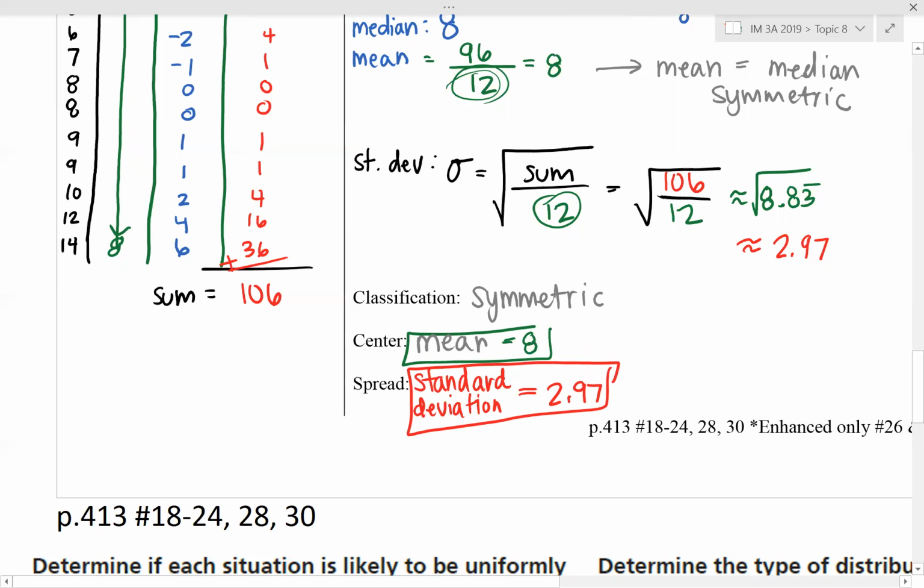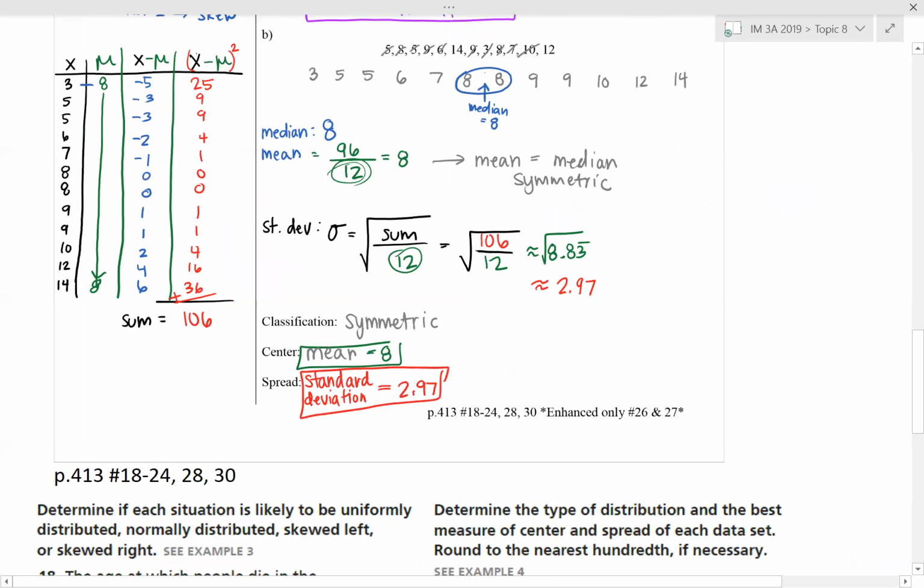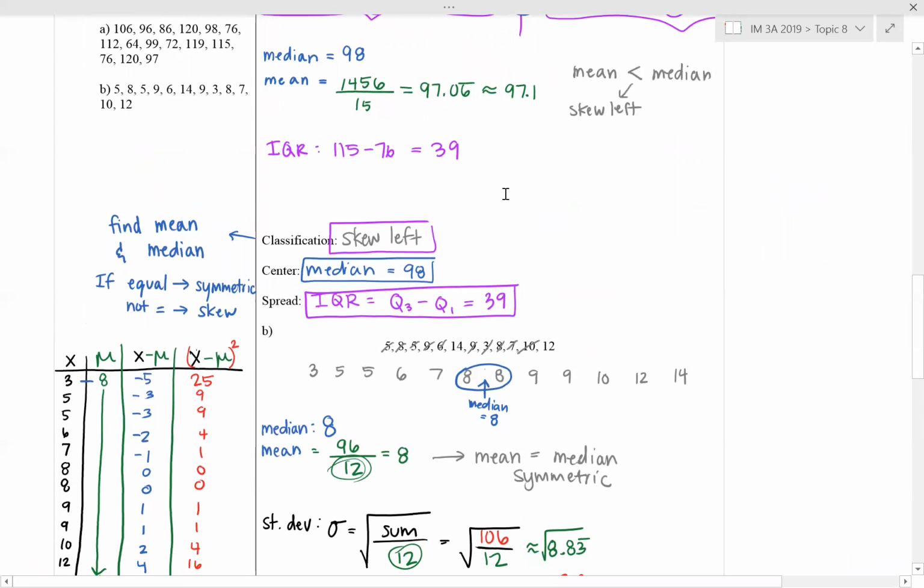Okay, so we know the data is symmetric by finding the median and the mean, and those two values are exactly the same or round to the same number. That means that our data values are symmetric. When they're not equal, they're skewed. We saw that when the mean was less than the median, it means it's skewed left. If the mean was greater than the median, that would mean skew right. So this tells us right, that tells us left.